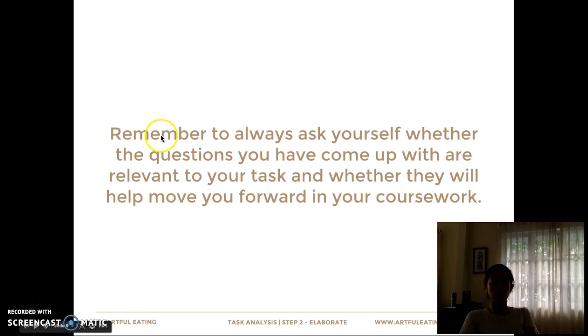Now, the next thing you want to do is to ask yourself whether the questions you've come up with are actually relevant to your task and whether they're going to actually help you move forward in your coursework. Think about your questions, and if you find that your questions are irrelevant, just cross them out.